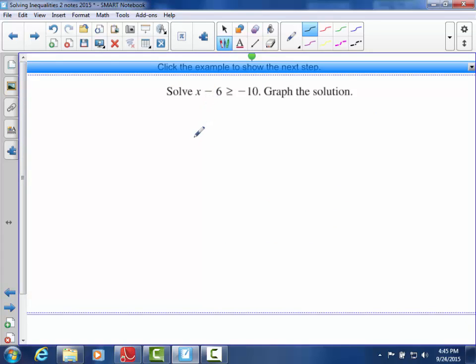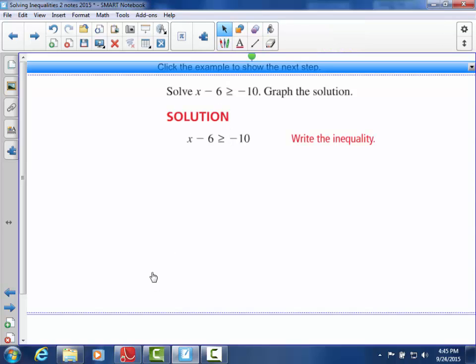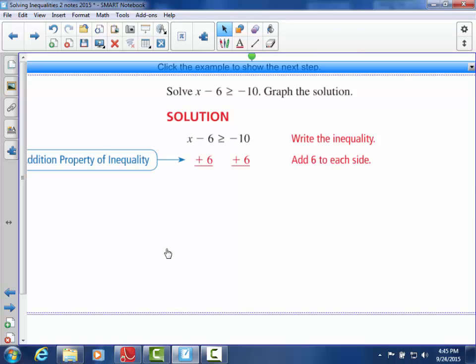So if I wanted to solve this inequality, all right, what would I need to do? Well, first I suggest you write down the inequality. And because we have minus 6 and we were trying to get x by itself, right, when we solve, we're going to add 6 to both sides. And when we do that, we find out that x is greater than or equal to negative 4. So the solution would be x is greater than or equal to negative 4.